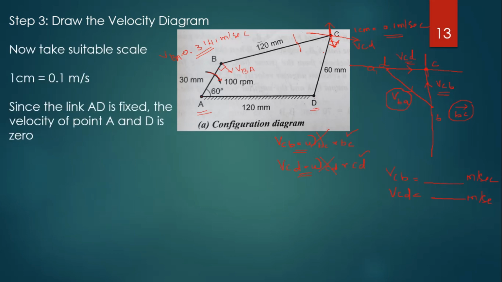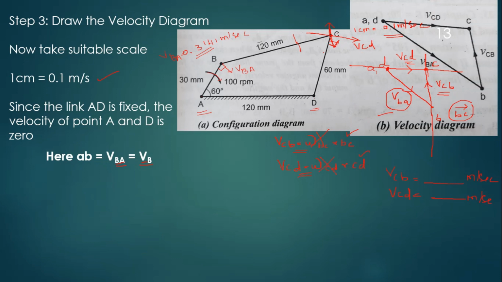Now, take a suitable scale, 1 centimeter equal to 0.1 meter per second, and since the link AD is fixed, the velocity of points A and D is 0. So, this is the fixed point AD, right. See here, velocity of BA which is equal to VB, already we know that, which is equal to 0.3141. So, this is the velocity diagram.